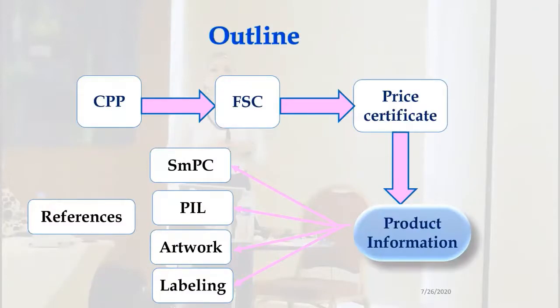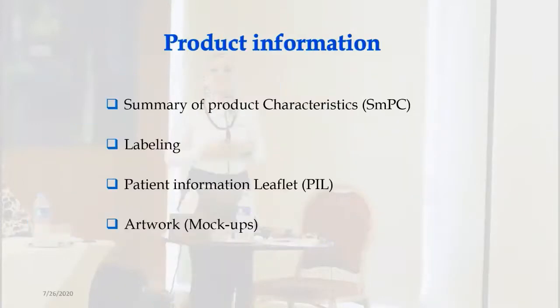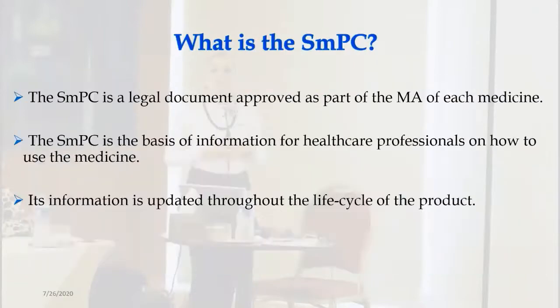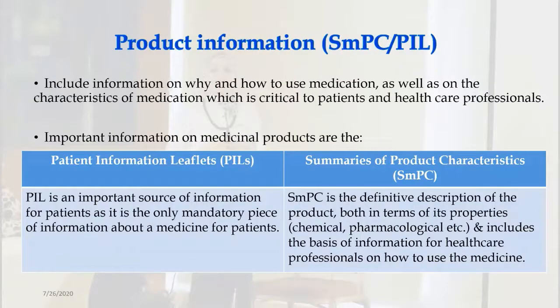The fourth point, which we will go through, is the product information. In the product information, we will cover the SMPC, PIL, artwork, labeling, and references. So the product information globally is composed of 4 important sections or subsections: the summary of product characteristics, labeling, patient information leaflet, and artwork, or it may be named mockups. So we will go through the comparison between the summary of product characteristics and PIL.